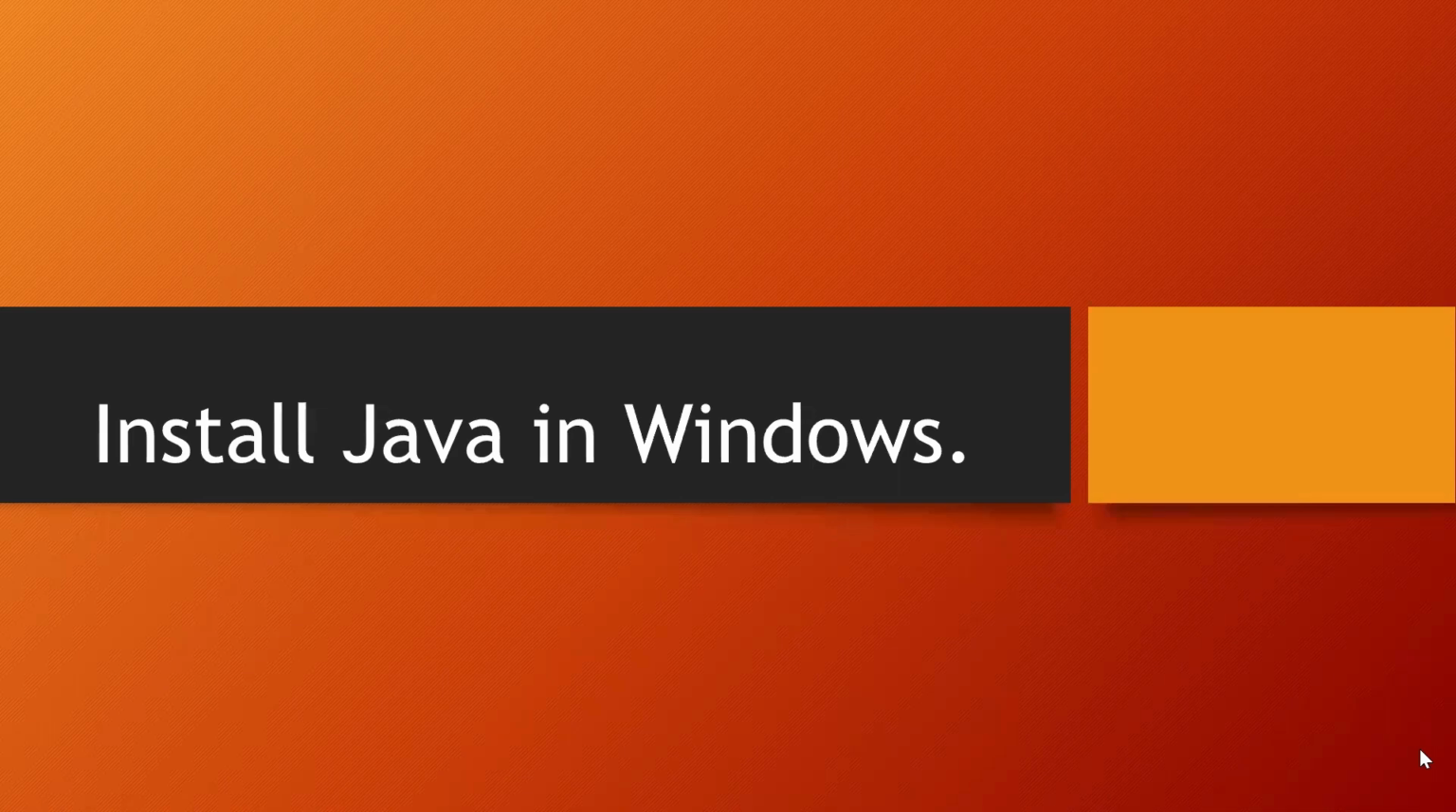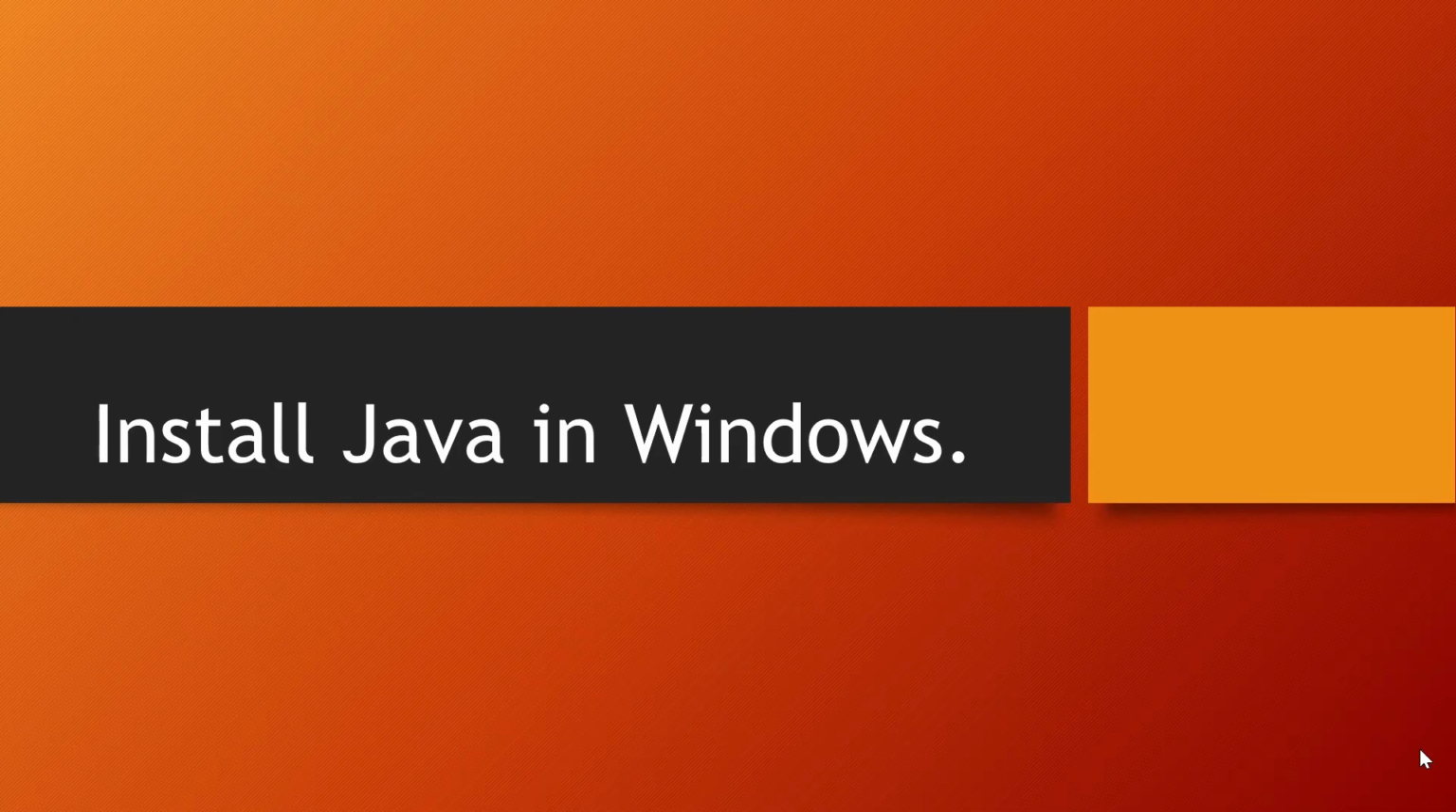Welcome again. Today I will share how you can install Java in the Windows operating system, a Windows-based system. If you want to know what Java is, the history of Java, and what the features of Java are, you can check my latest video in the Java playlist, and you can have a better idea and better learning of the Java programming language. So let's understand how we can install Java in the Windows operating system.